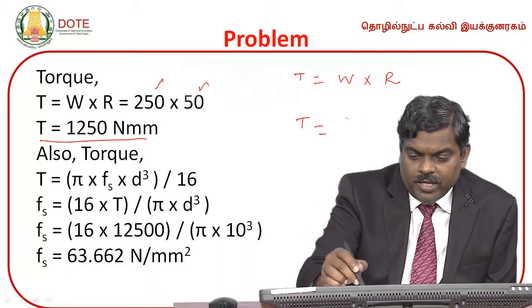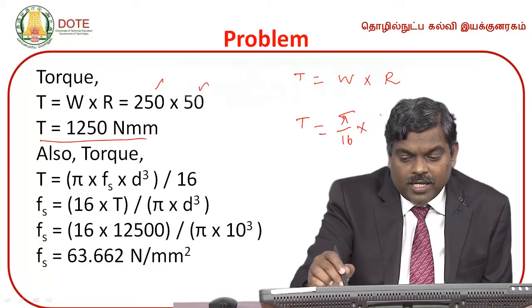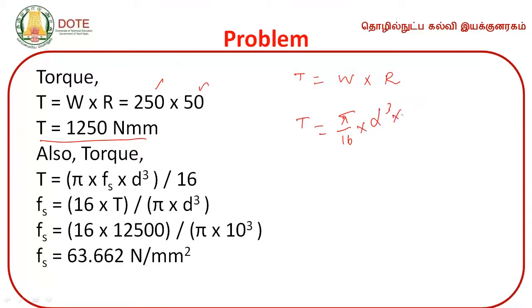Torque T is equal to pi by 16 into d cube into Fs. It is represented as pi by 16 into Fs into d cube. So torque T is equal to pi by 16 into Fs into d cube. This is the second formula.